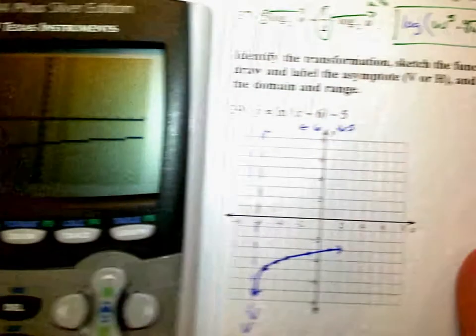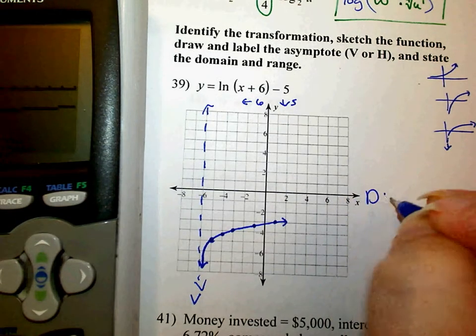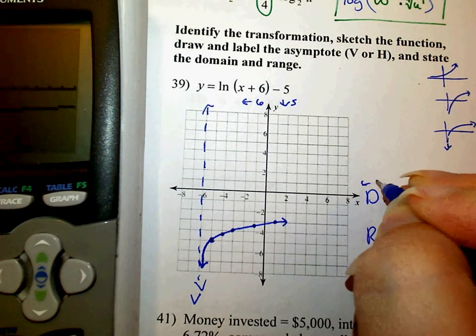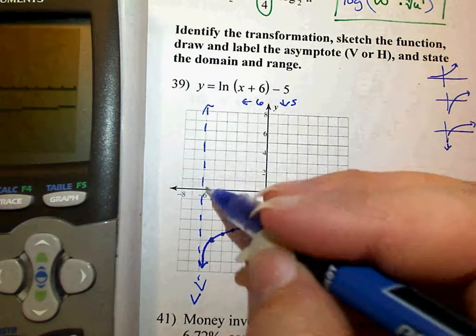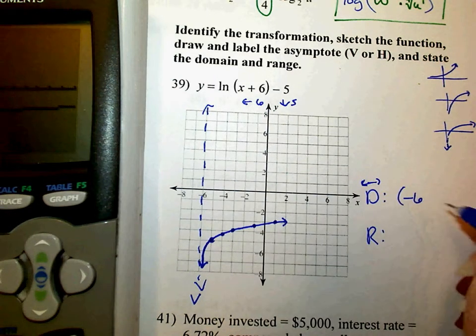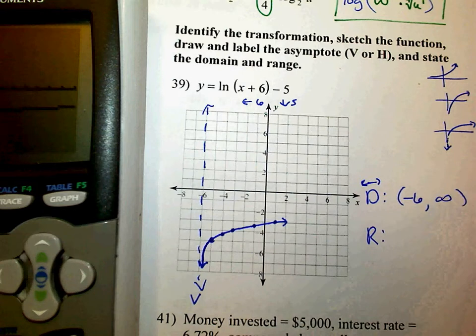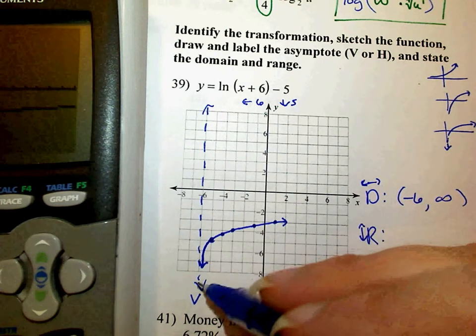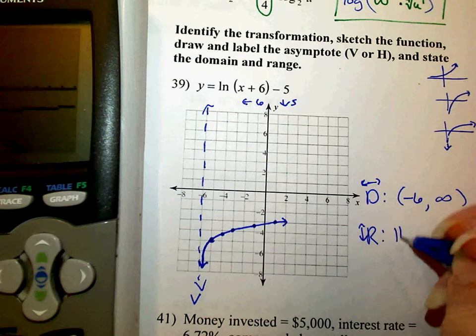and then domain and range. So remember, domain is left and right. The farthest to the left it goes is negative 6, but it doesn't actually reach it, so we put a parenthesis, and then it goes all the way to infinity. Range is up and down, it goes all the way down, and it goes all the way up. So all real numbers.